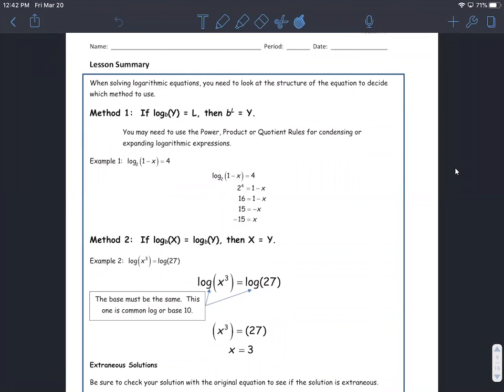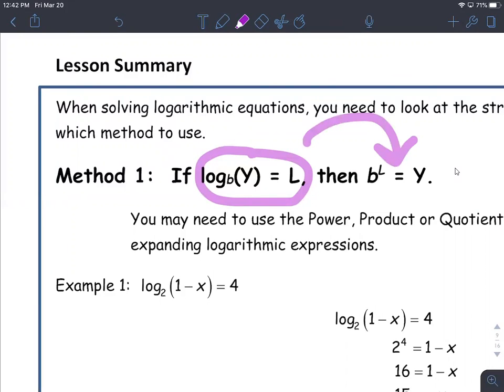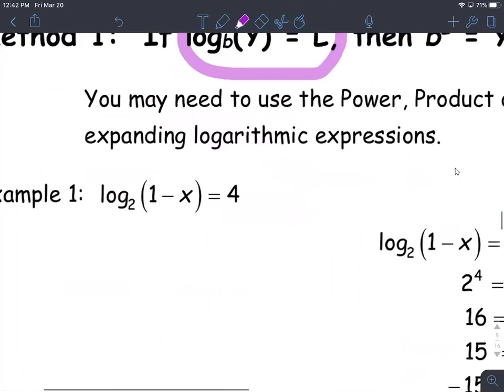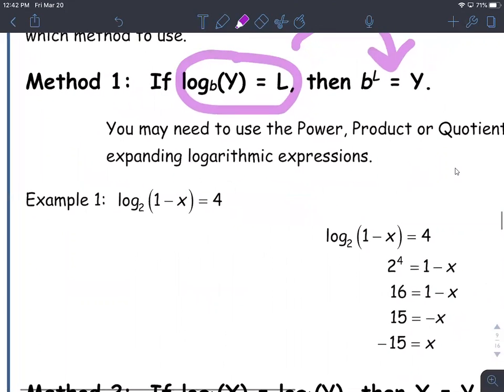So one way that we can deal with logarithmic equations is by taking the logarithm, like log base b of the argument y equals L, and translating it into an exponential equation and then solving from there. So for example, if we have a logarithm with a base of 2, an argument of 1 minus x is equal to 4, what we're going to do is take the base and the answer to the logarithm, and then translate those into an exponential equation.